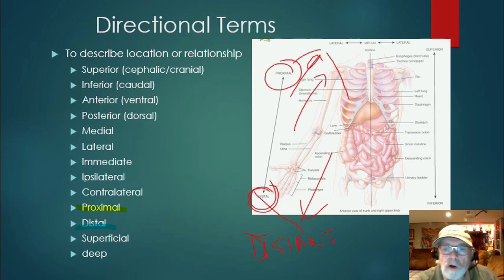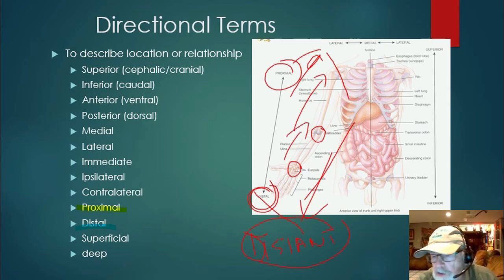Typical example. Okay, let's see if you understand this. What's the relationship of the wrist to the elbow? Well, I could say it two ways. I could say the wrist is distal to the elbow because it's further away. Or I could say the elbow is proximal to the wrist because it's closer to where the origin of that limb would be. Okay? So that's proximal and distal.